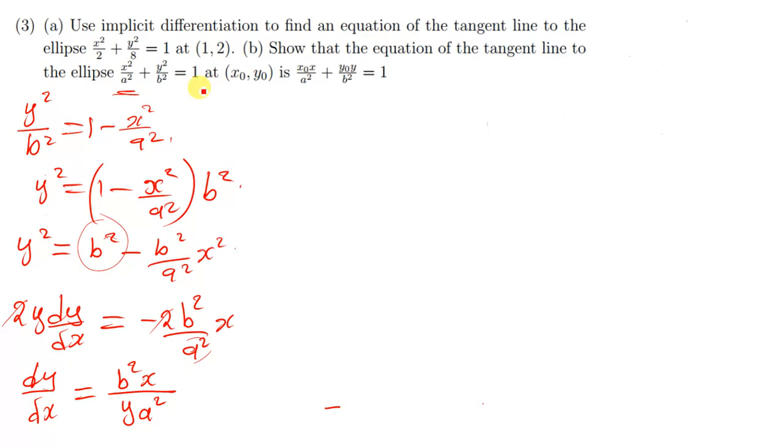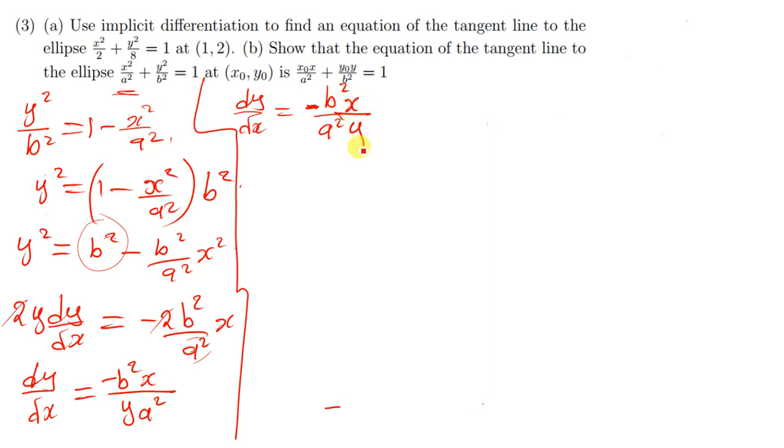So this can also be written as dy/dx is equal to, oh, there's a negative in front, negative b squared over a squared, then we have x over y. Okay, so this is our gradient function.